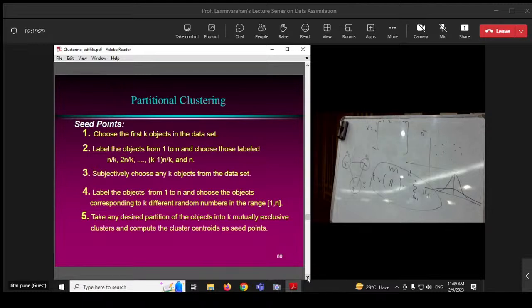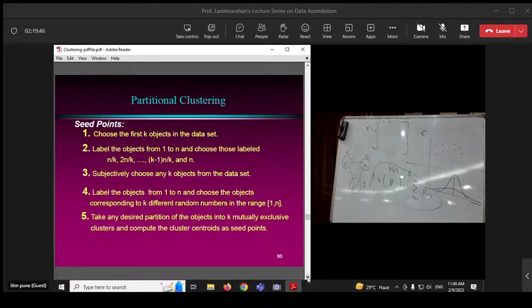Subjectively choose any k objects from the data set. Label the objects from 1 to n and choose the objects corresponding to k different random numbers in the range 1 to n. So there are lots of ways to talk about how to get the seed point. These are all different methods.